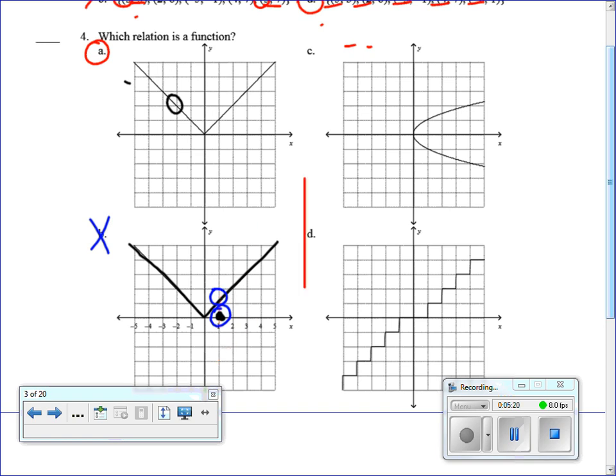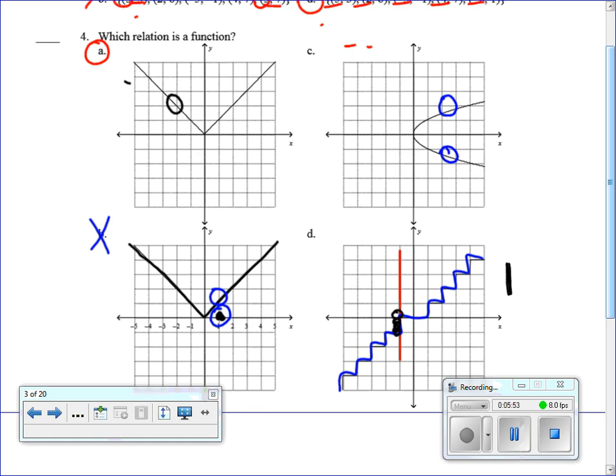Looking at C, it's obvious to see that it is crossing twice, making it not a function. Now, it's important to look at D, and to not forget that there are parts of this that are made of vertical lines. And so when you go to put your vertical line on these particular sections, it's going to intersect at every single point that is along that line.